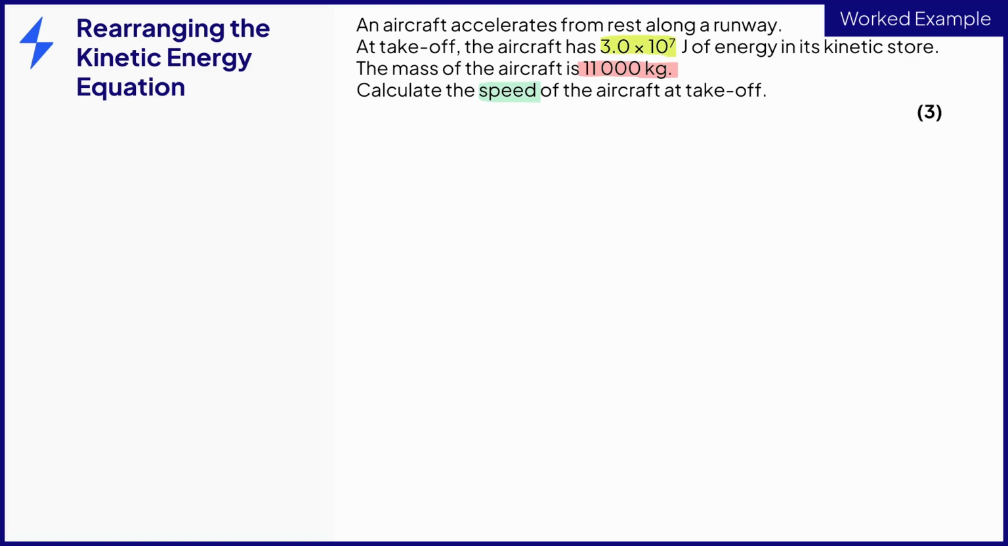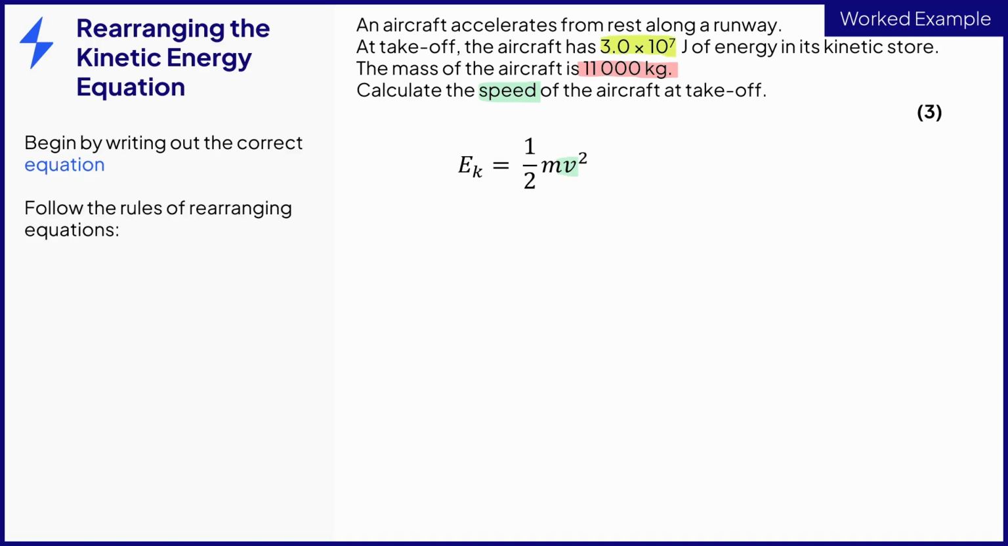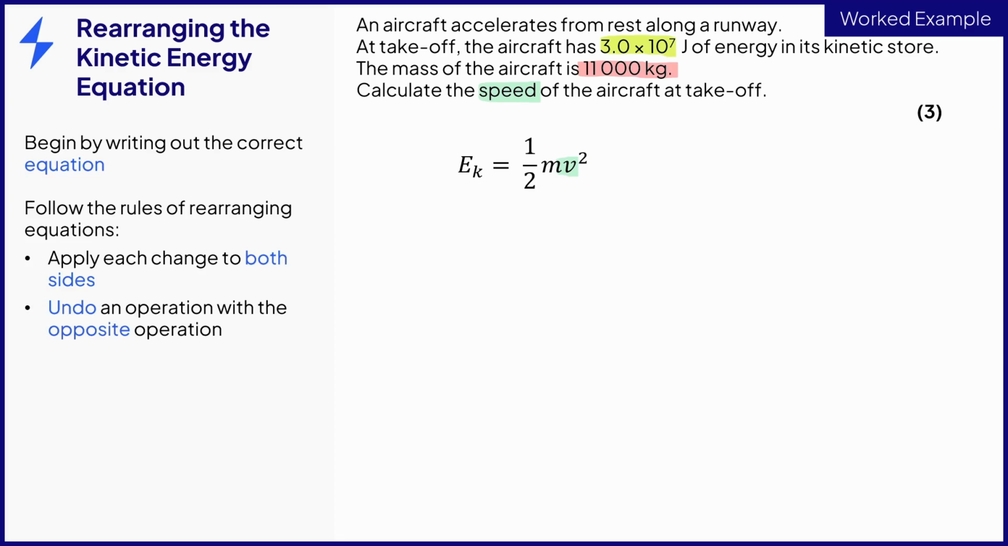From these variables, we know that we need to use the kinetic energy equation. So the first thing we do is write it out. We're calculating speed, so we need to rearrange the equation to make v the subject. Whenever we rearrange equations, there are 2 rules we need to follow. Whatever we do to the equation, we have to do it to both sides. And to undo an operation, we use the opposite operation.